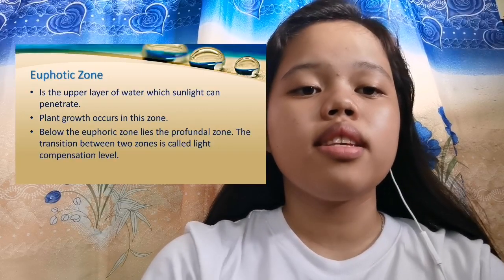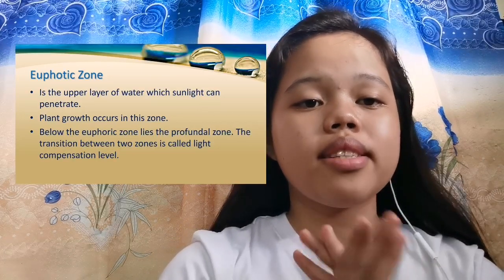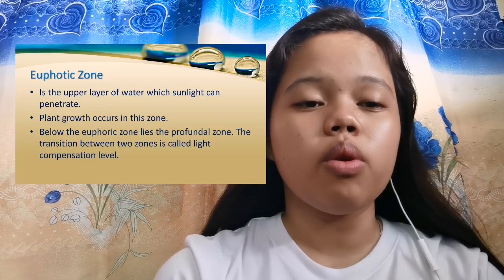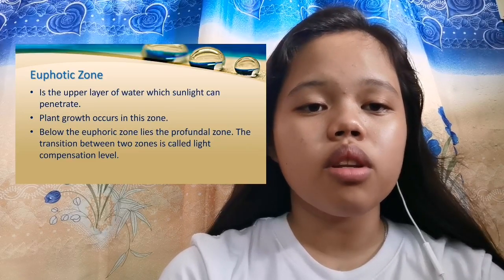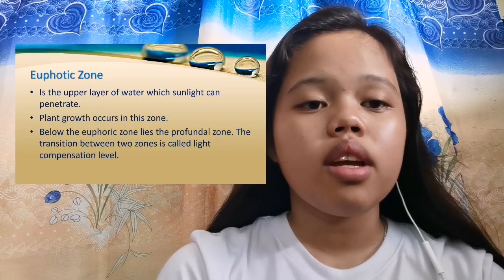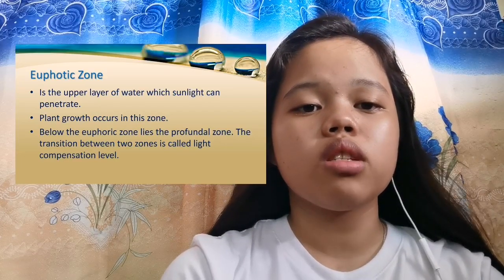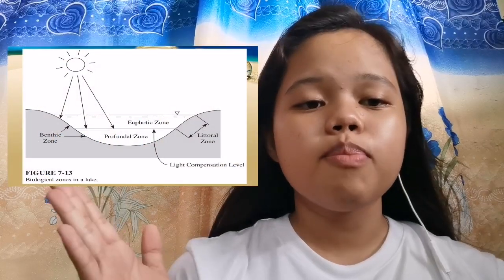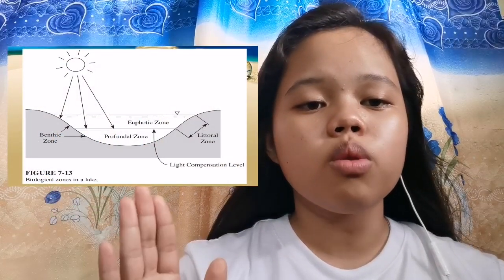The euphotic zone is the upper layer of water which sunlight can penetrate. Plant growth occurs in this zone. Below the euphotic zone lies the profundal zone. The transition between the two zones is called the light compensation level. This picture shows the biological zones in a lake.